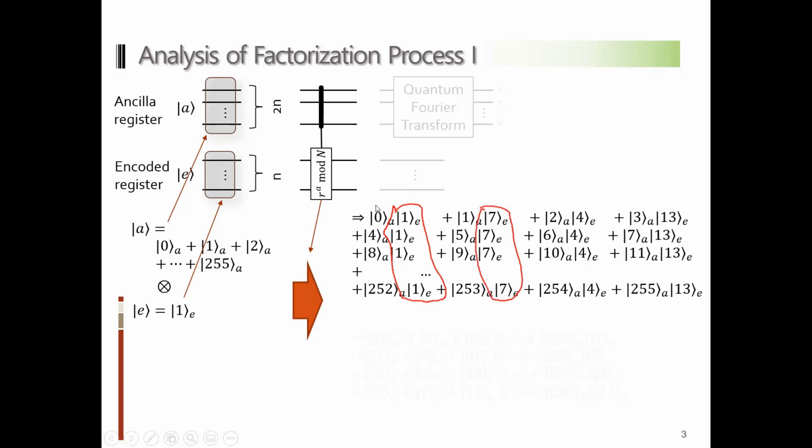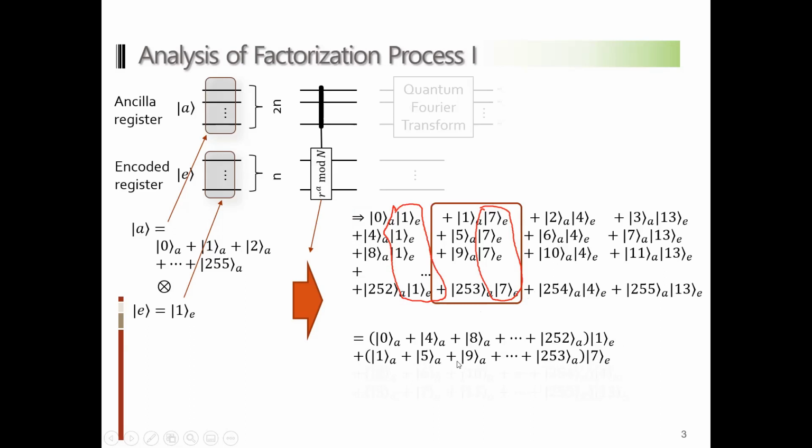So what we can do is for this term, we can rewrite or express all the summation of this one after we factor out this encoded register. So it will appear as the summation of 0, 4, 8, and so forth up to 252 tensor product with 1 in the encoded register. Then what about the next term? This one has the common factor of 7, and then it will appear as the summation from 159 up to 253, and then it is tensor product with the 7.